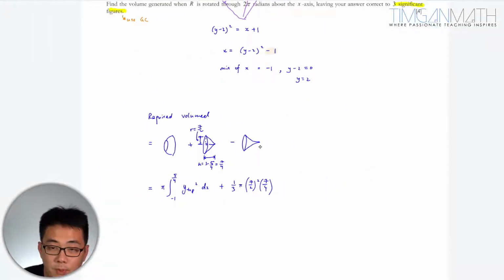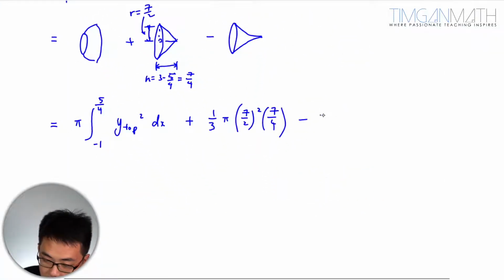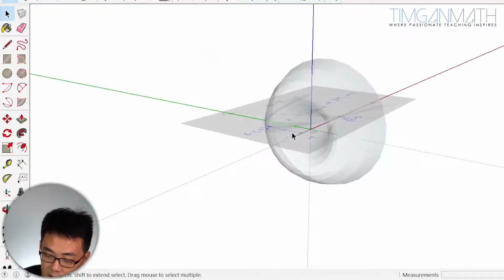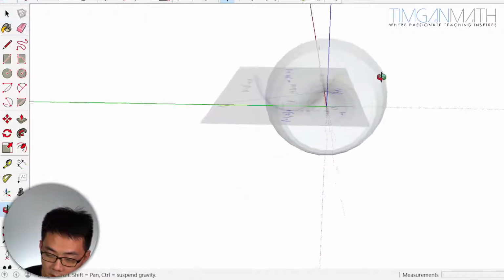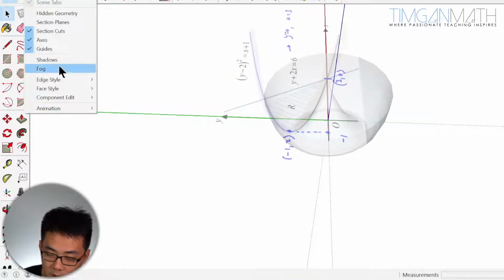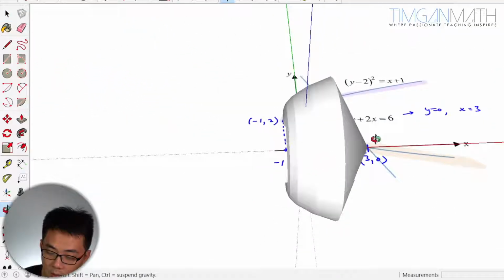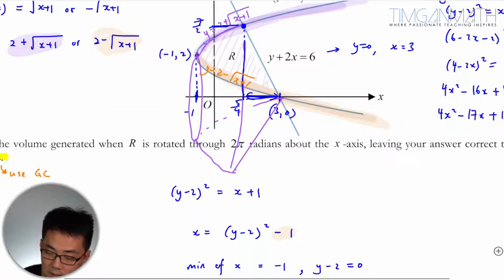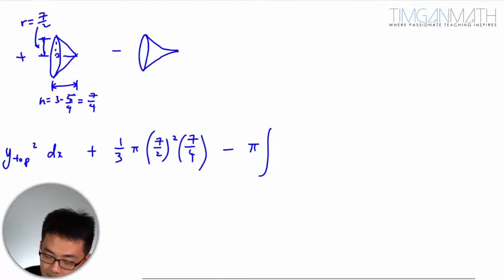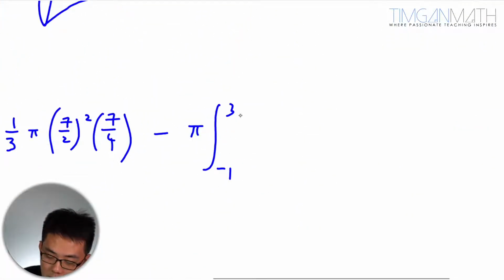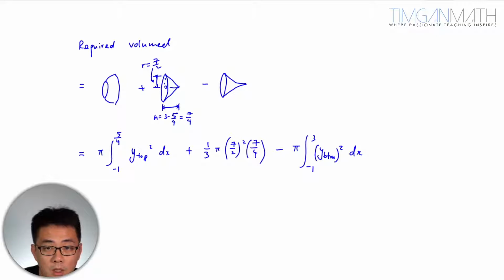Then this bottom here would just be minus of pi from negative 1. So this inside will be negative 1 to 3. It's actually the inside that we're trying to take out. If you look at this, let me put the face style as non-X-ray. There you go. We're going to remove the one inside here. So this case would just be pi, negative 1 to 3, y bottom square dx. Okay, so there you go.